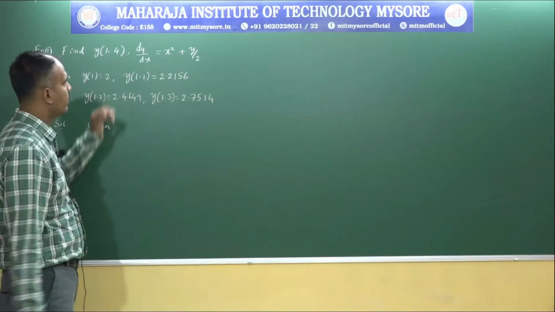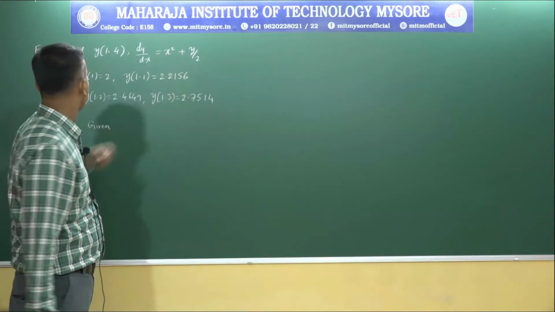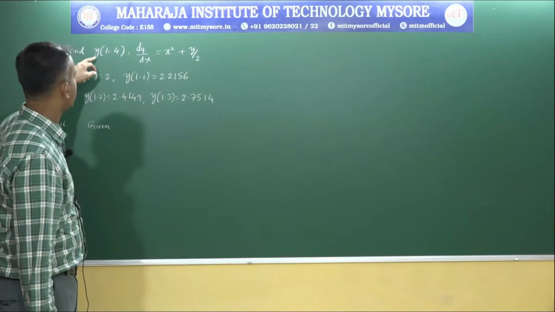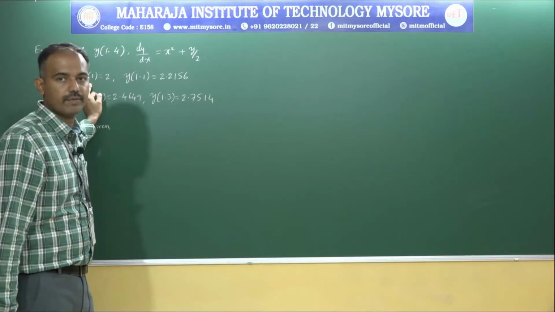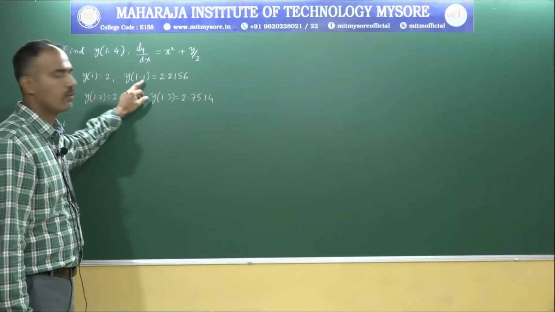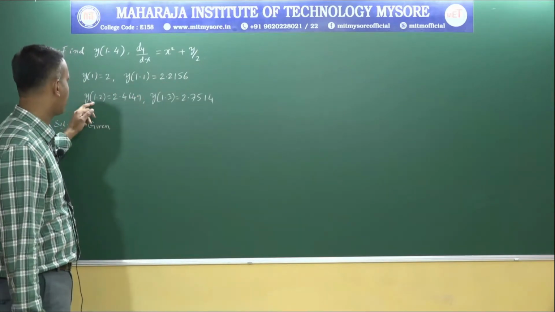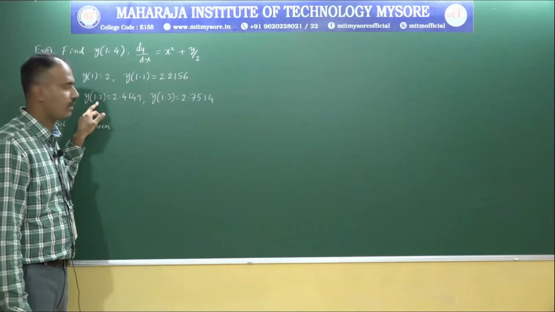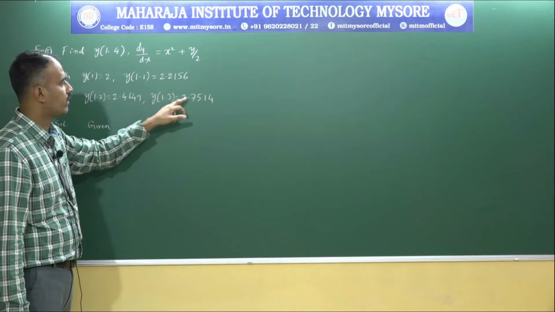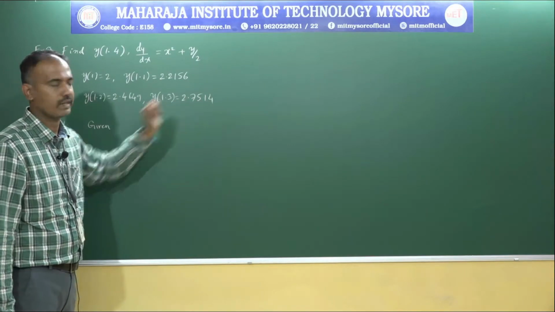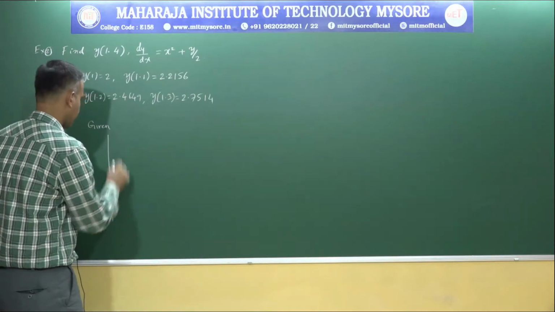Given dy by dx is equal to x square plus y by 2. Now we can estimate y of 1.4. The initial data is given: y of 1 is 2, y of 1.1 is 2.2156, y of 1.2 is 2.4649, and y of 1.3 is 2.7514. First we construct the table.